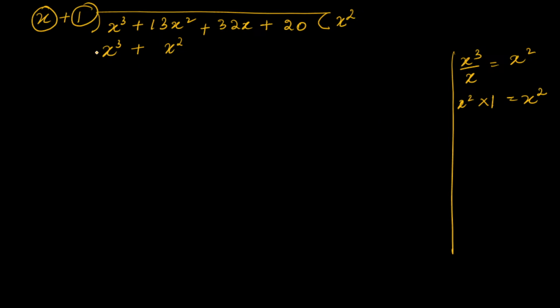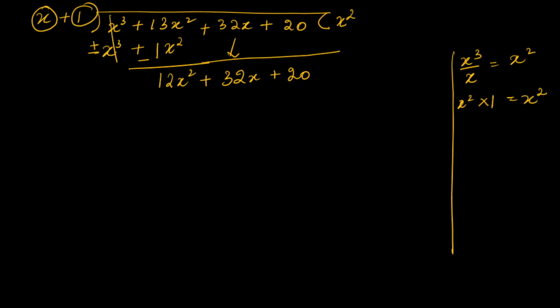Now you have to subtract. So here minus, here also minus, so plus will be changed to minus. So x cube minus x cube is 0. 13x square minus 1x square is 12x square. Now these terms you can bring down, plus 32x plus 20. Now we will follow the same process.